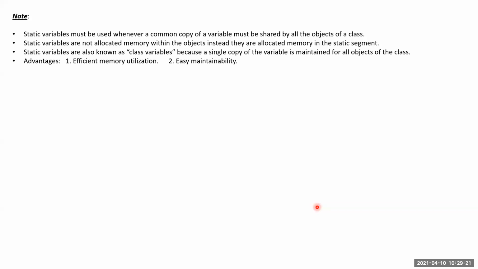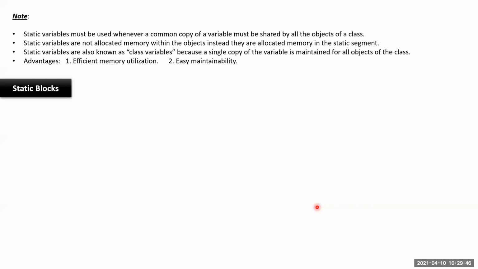What is the advantage? Efficient memory utilization. Second, easy maintainability. Tomorrow, if I have to change the rate of interest, if I have to increase it to 3.0, I need not go to every farmer object and change it. I can change it only in the static variable. It will be changed for all the farmers. Easy maintainability.